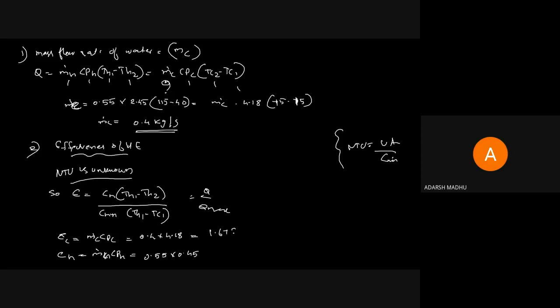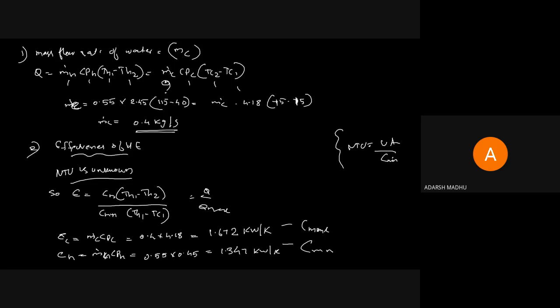CC is 1.672 kilowatt per Kelvin. We take the m dot C value in kilogram per second and 4.18 kilojoule per kilogram degree Celsius, and we get the unit as kilowatt per Kelvin. And CH equals 1.347 kilowatt per Kelvin. So what is the C minimum value here? Comparing 1.347 and 1.672, we can use CH as C minimum and CC as C max.